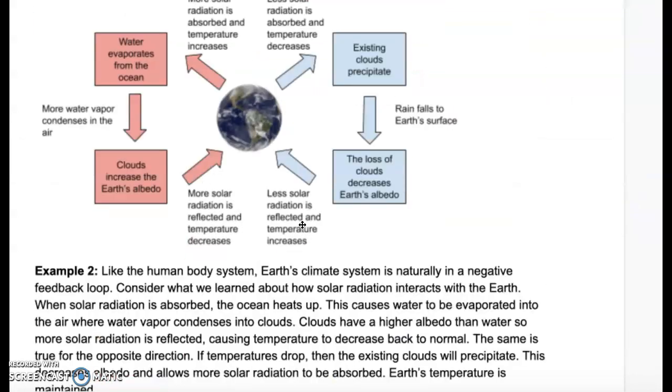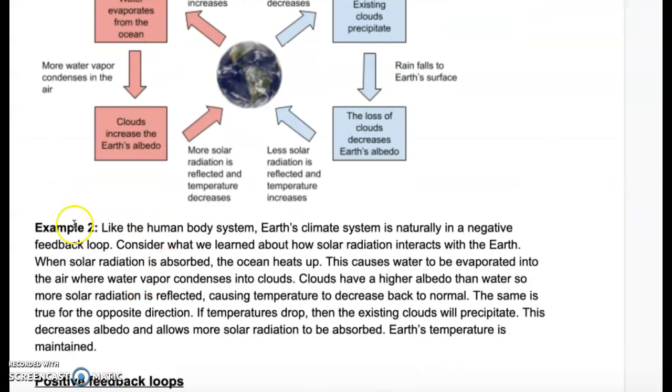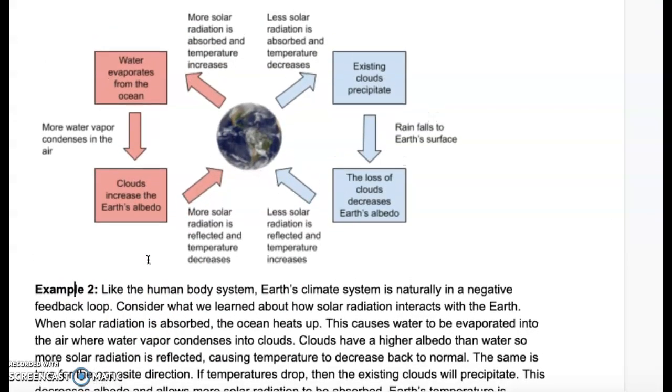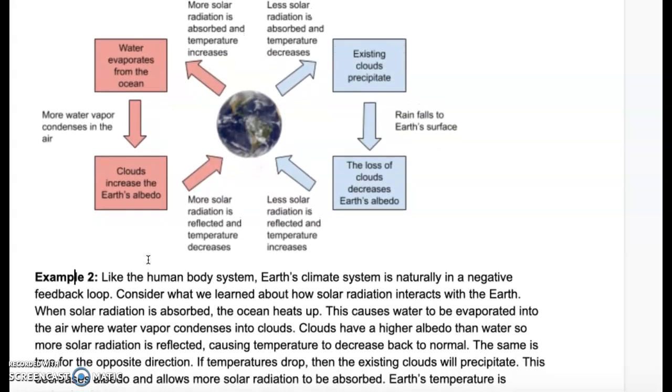All right, let's go to the second example. Example 2. There we go. Like the human body system, Earth's climate system is naturally in negative feedback loop. Consider what we learned about how solar radiation, sunlight, interacts with the Earth. Right here, when solar radiation is absorbed, the ocean heats up.